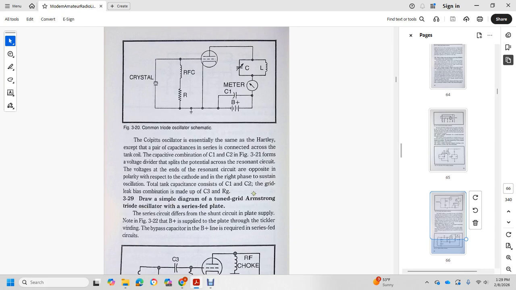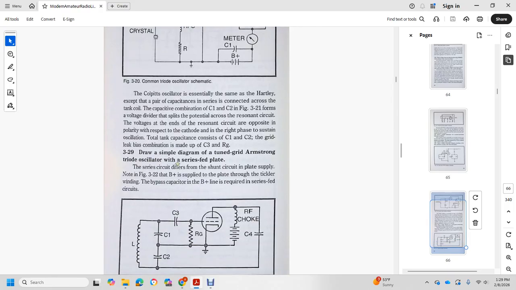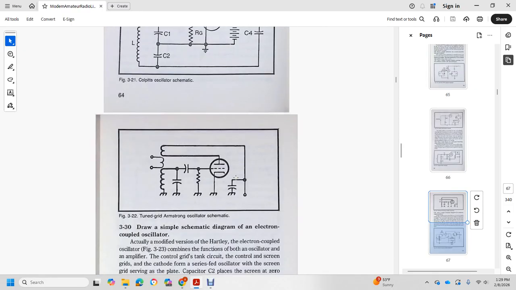Draw a simple diagram of a tuned grid Armstrong triode oscillator, series-fed plate. The difference from the shunt circuit is that the plate supply is in series with the plate and tickler winding, as in figure 322. Bias, with a bypass capacitor and a positive line, is required in series-fed circuits.